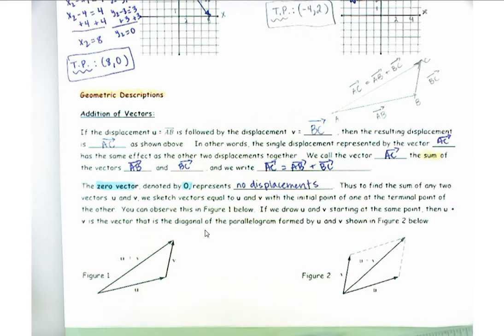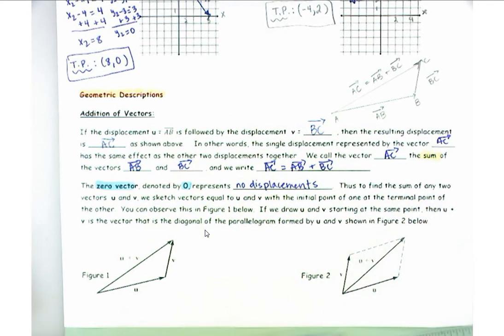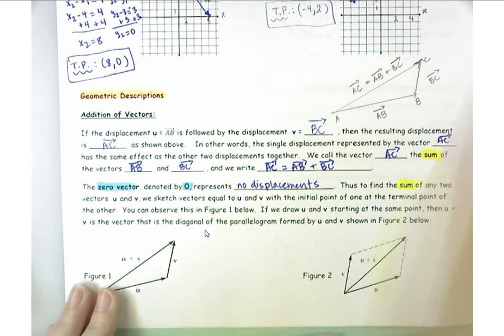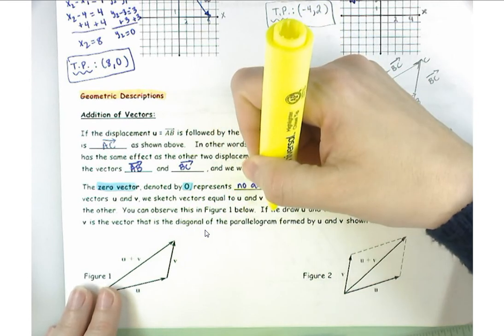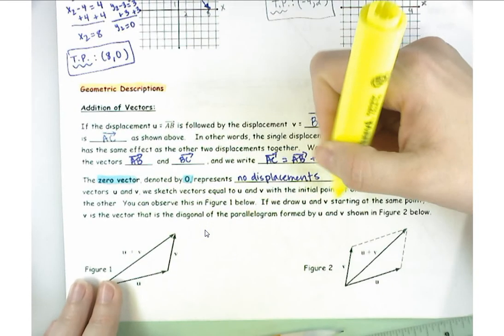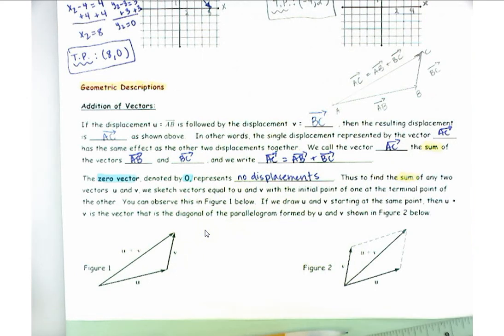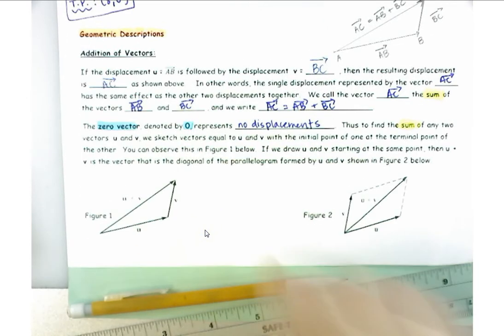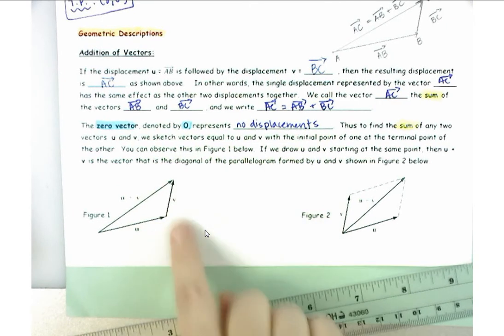Okay, so that's a special type. Then, if we're going to find the sum of any two vectors u and v, you can sketch the vectors equal to u and v with the initial point of one at the terminal point of the other, which is referred to as the head to tail method. You can observe this in figure 1 below.